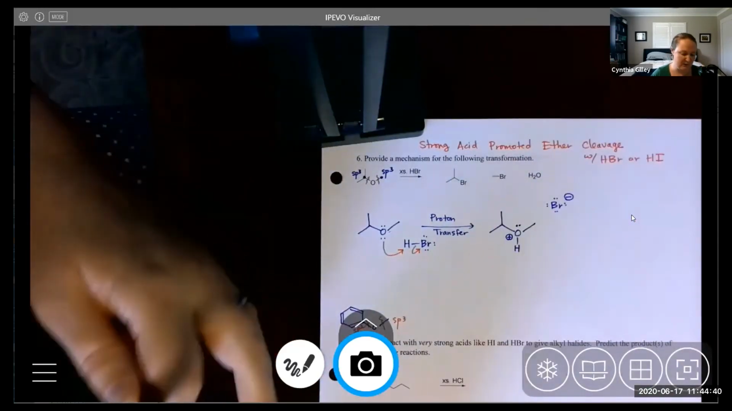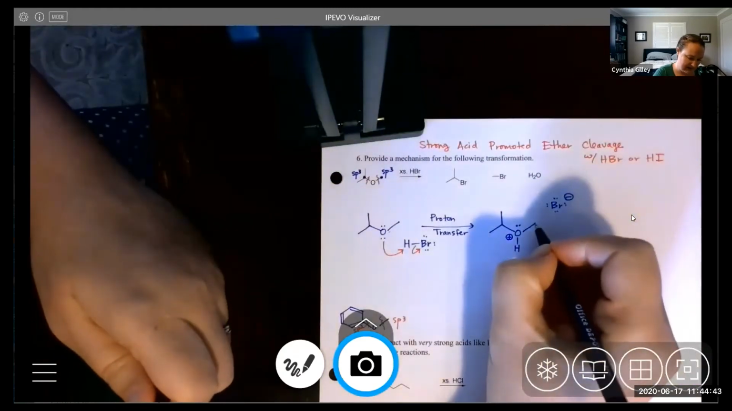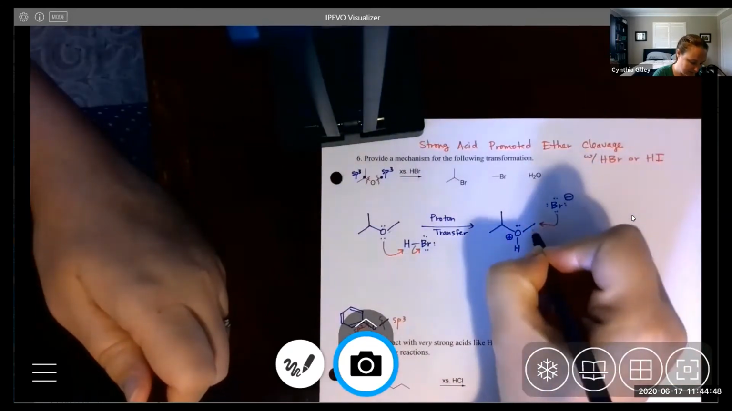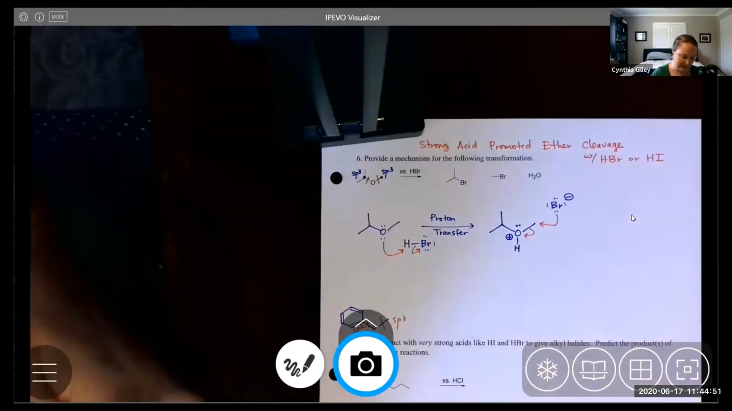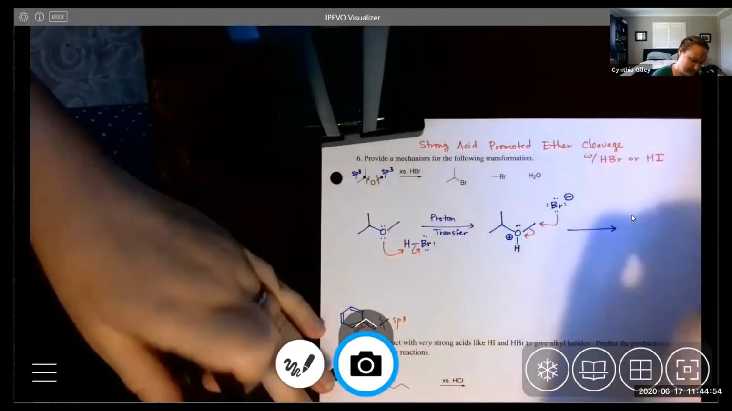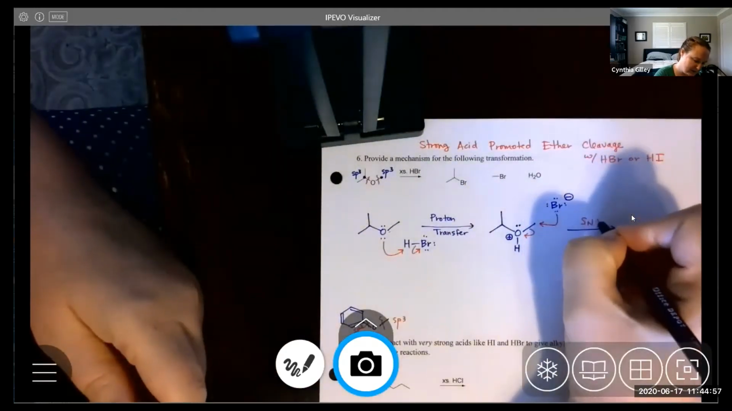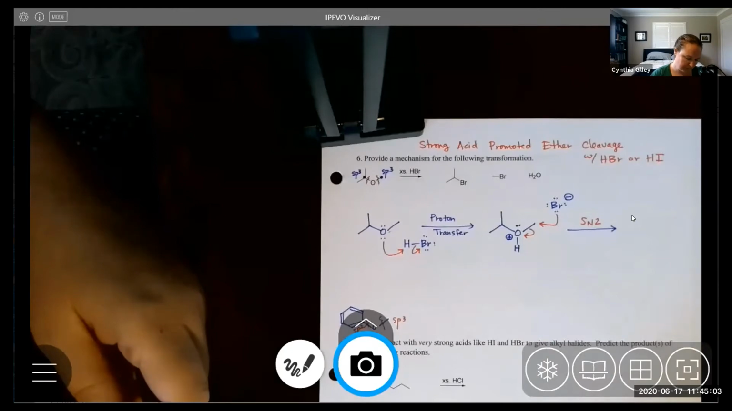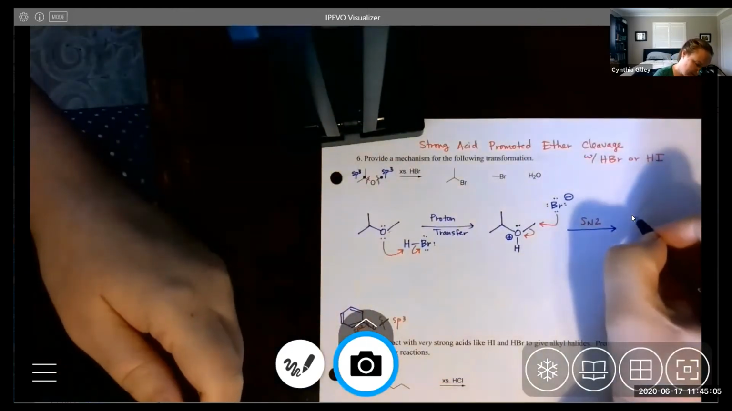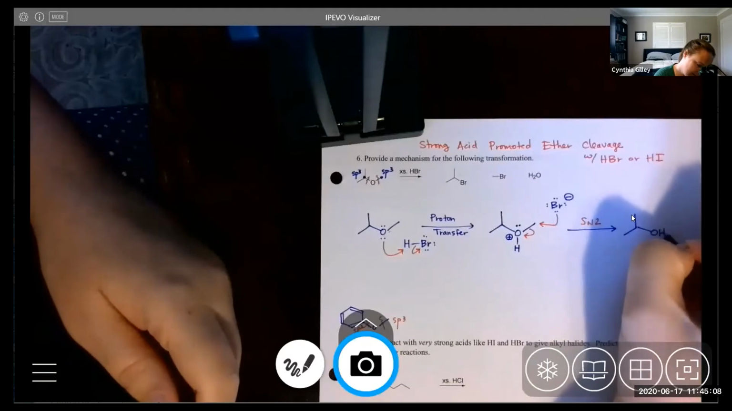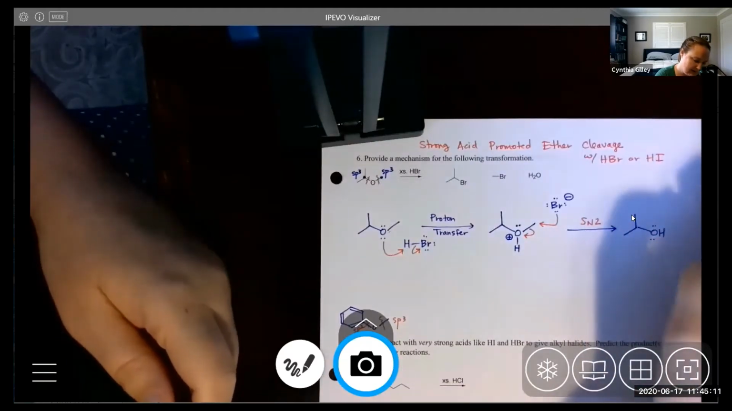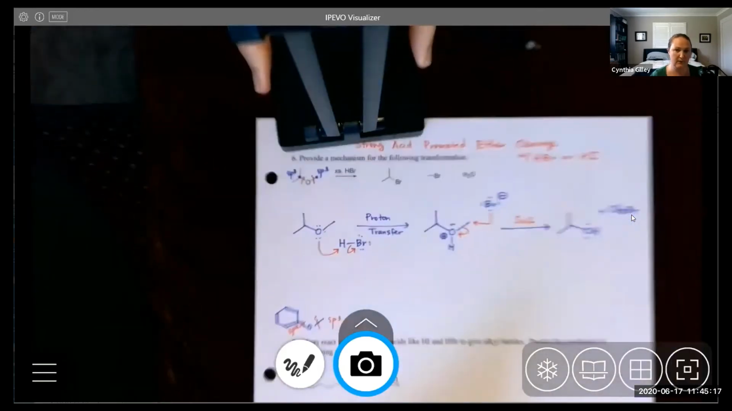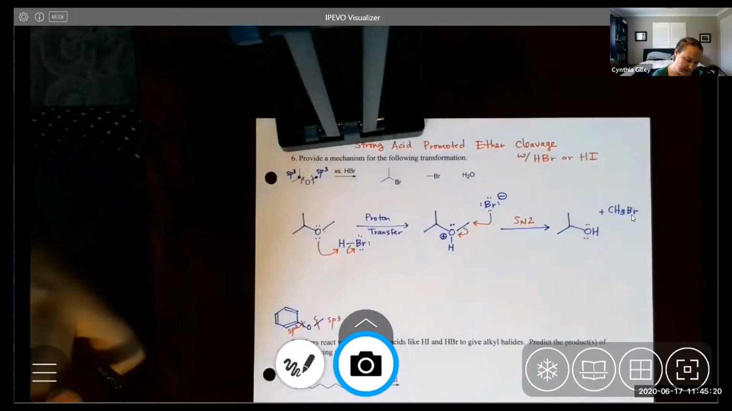So bromide can now do an SN2. This is a methyl group, so it's very unhindered, very great for an SN2. So this step, you might just label it SN2, but of course you know SN2 is both a nucleophilic attack and loss of a leaving group. And then now we've broken one of those bonds. We have an alcohol, methyl bromide. And it can keep going.